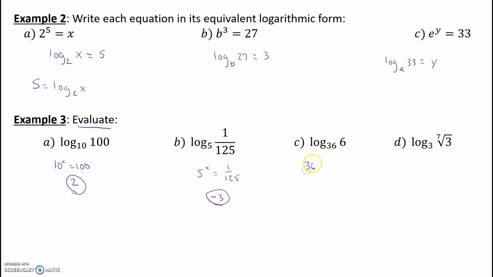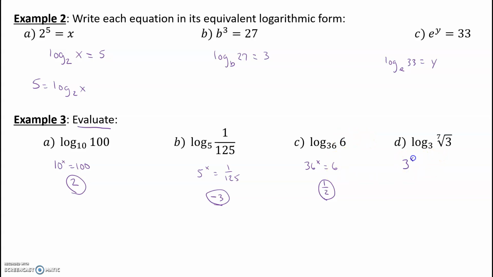Again, 36 to what power gets me 6? So here we know we need to take a square root. Remember, square root is 1 over 2, right? Power over root. We want to raise it to the 1/2 power. 36 to the 1/2 power is the square root of 36. So 36 to the 1/2 power is 6.